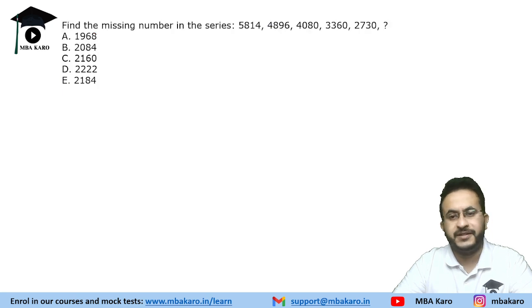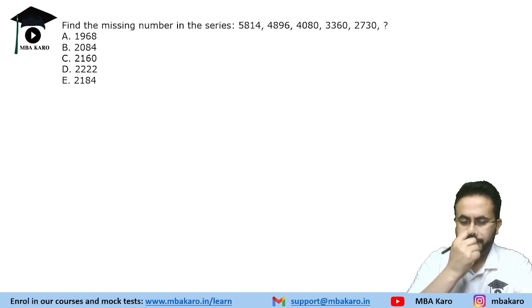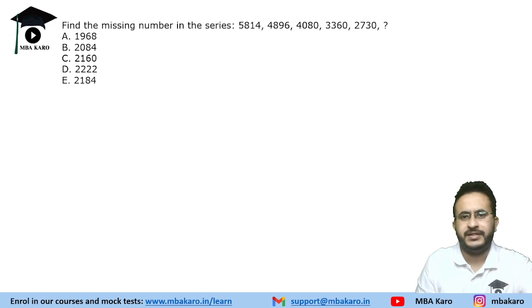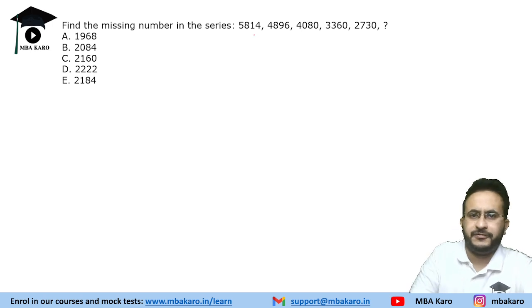So let's begin with the first question. This is based on number series. So we need to find the missing number in this series. Now, if you look at these numbers, you don't seem to have some ratio, like it is not two times, three times, four times. But if you look at the difference, we can make some series using the difference.